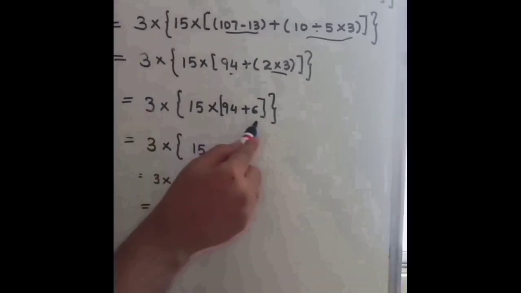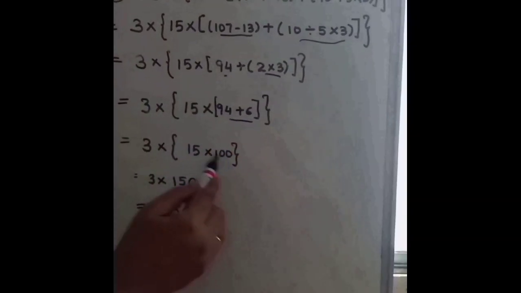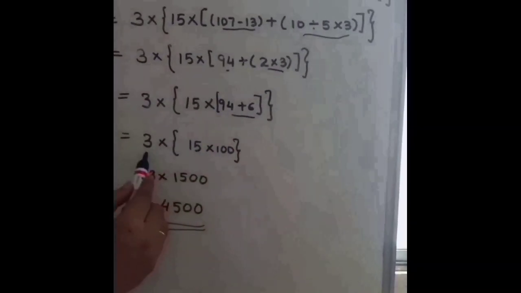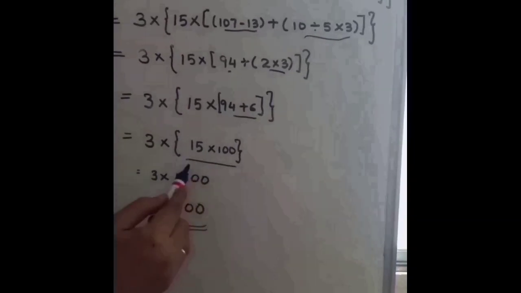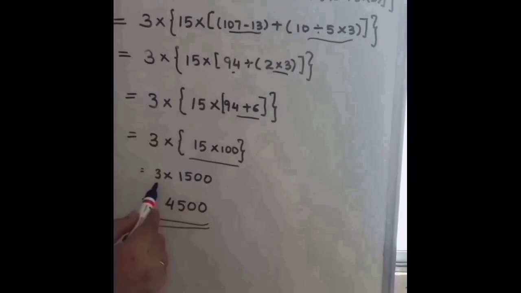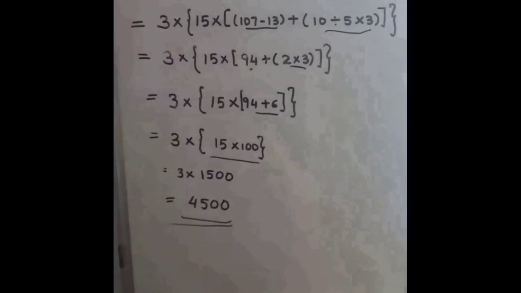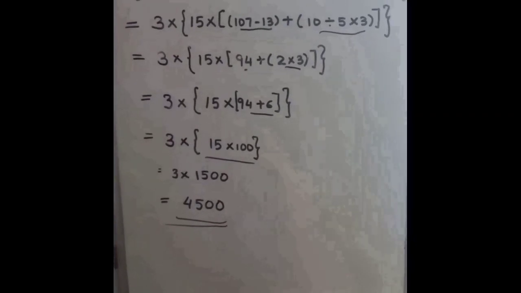In the next step, again we are going to solve the bracket first. So 94 plus 6, that is 100. 15 into 100 into 3. And then again the bigger bracket, the 15 into 100, that is 1500 into 3, that is 4500. So first we are going to solve the bracket, then division, multiplication.